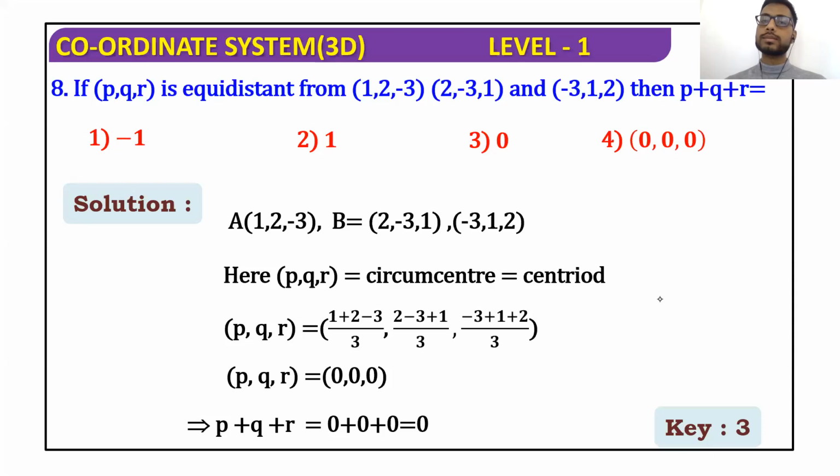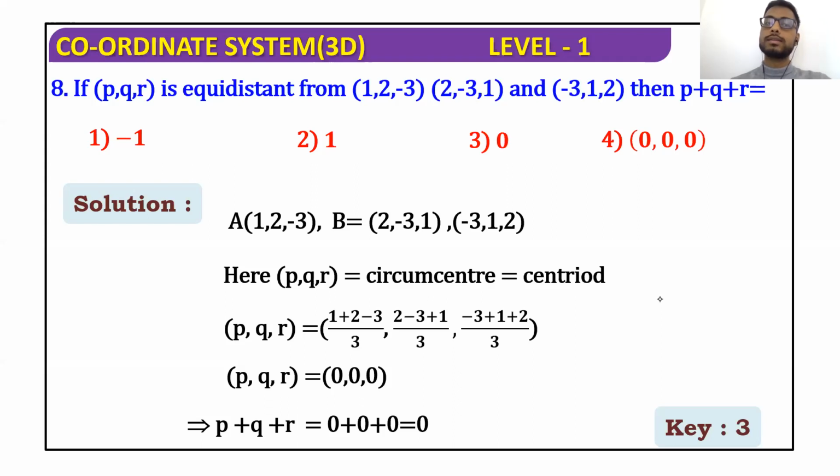So notice there's a difference between your third option and fourth option. Most of the students will get the answer right, 0. But while ticking, might be confused whether I should tick my third option or fourth option. Third option says that the answer is 0. So third answer is correct. Fourth option says that the vertex or the point is 0, 0, 0. We are not finding the vertex over here. We are finding value of P plus Q plus R.